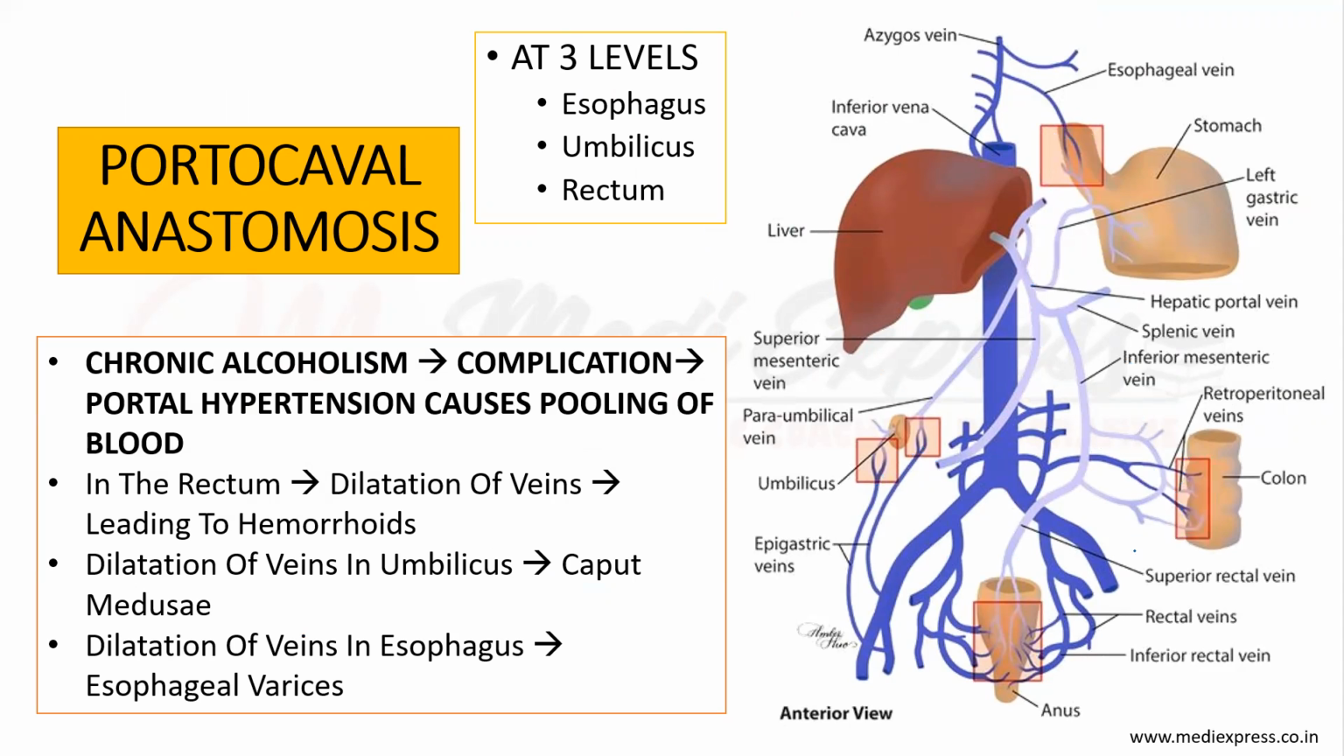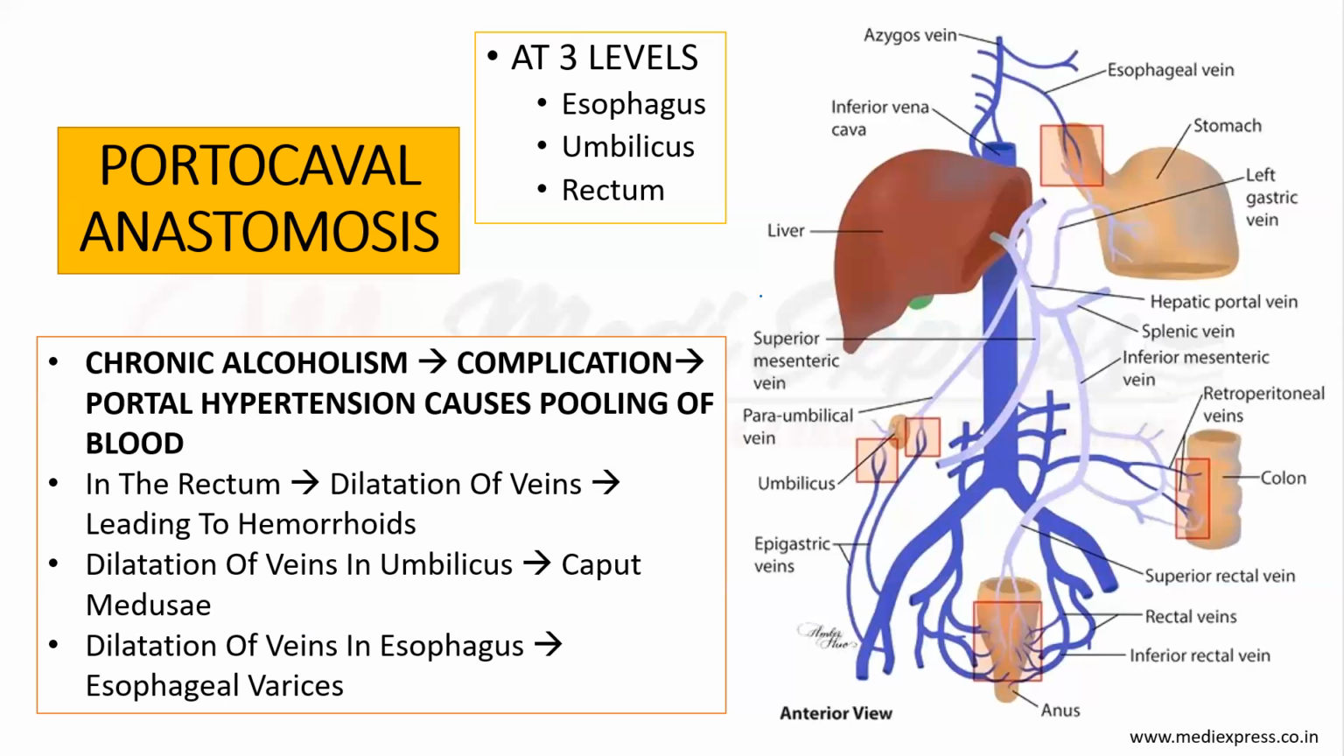Okay, now we're not talking about the colon. That is a different part. Now here we are talking about the portocaval anastomosis. You can see here in the esophagus, umbilicus, as well as the rectum, there are three levels of anastomosis. Okay, now we'll see if at all there is a clinical condition that is going to happen. What is the ultimate result of it?